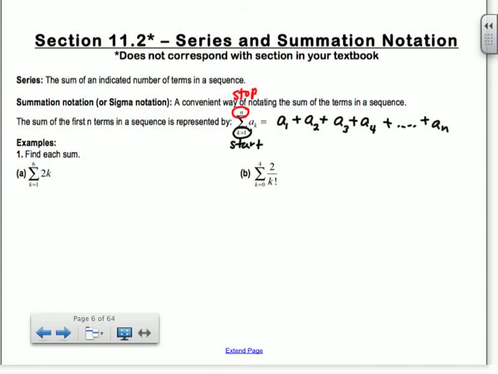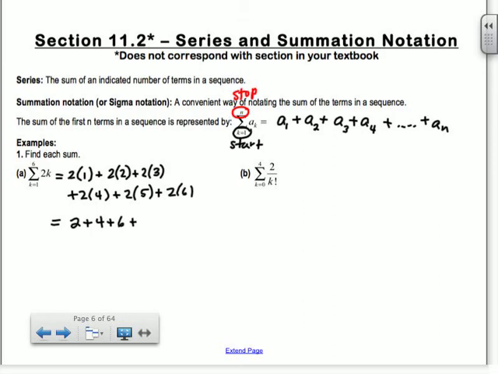So in this first example, I have k equals 1, where I'm starting, and I go to 6. So I'm going to plug in 1, 2, 3, 4, 5, and 6. So I'm going to have 2 times 1, plus 2 times 2, plus 2 times 3, plus 2 times 4, plus 2 times 5, plus 2 times 6. So you end up with 2 plus 4 plus 6 plus 8 plus 10 plus 12. And if you add them all together, you should get 42, I believe. 42.